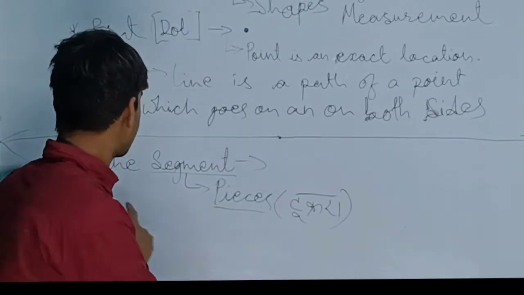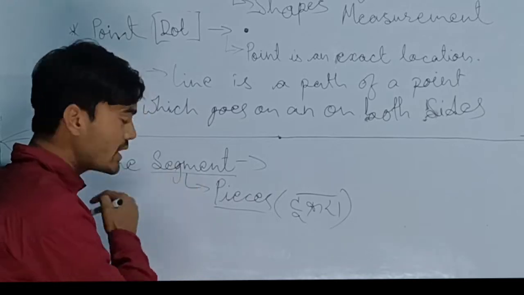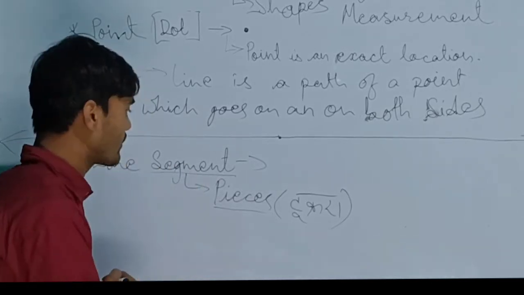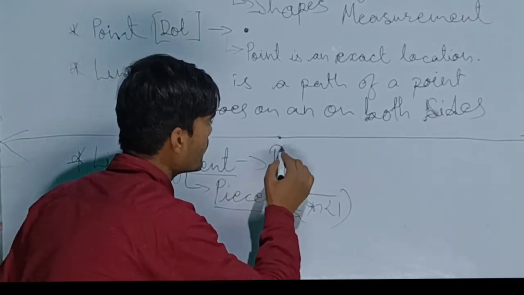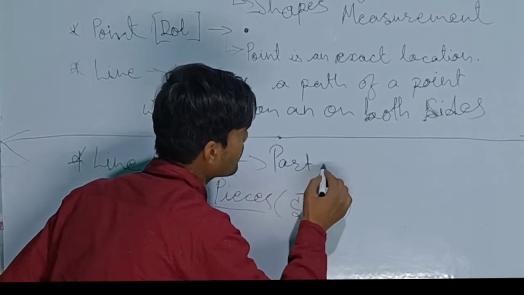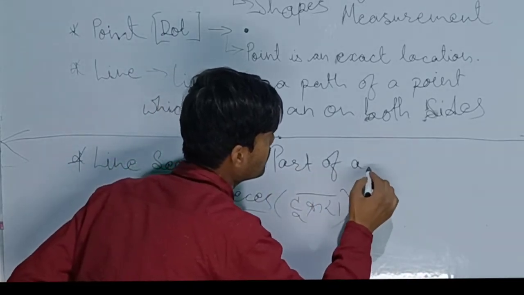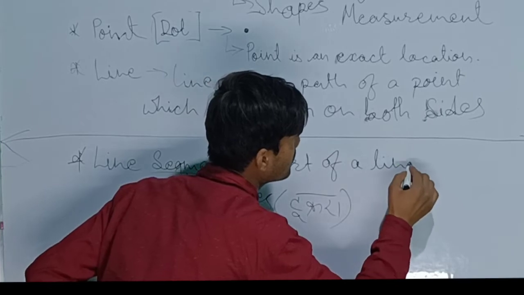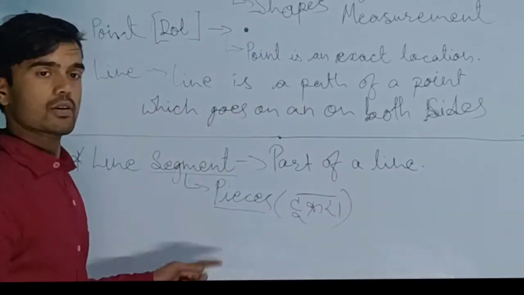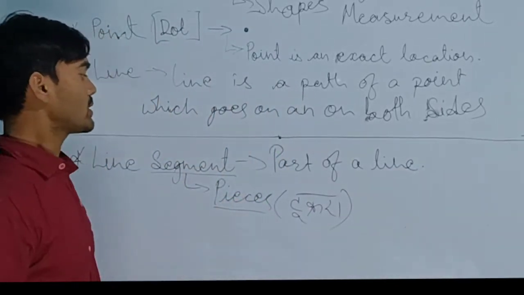Now we will learn what is a line segment. In the definition itself there is the word segment, piece. So a part of a line is called a line segment.